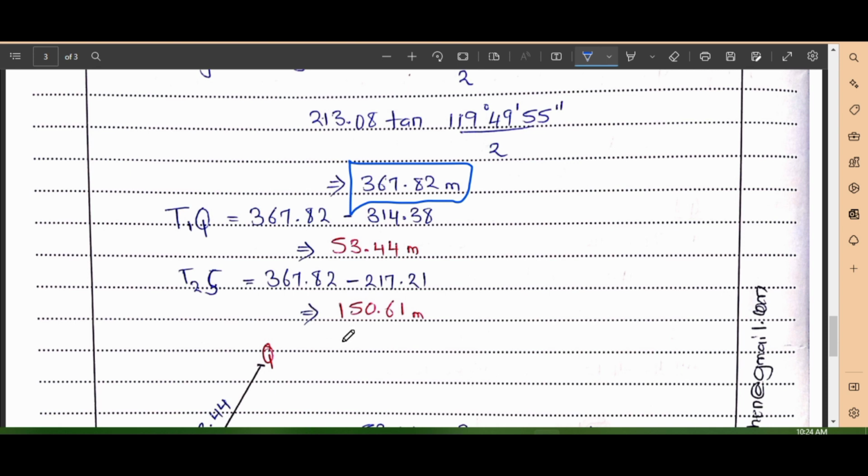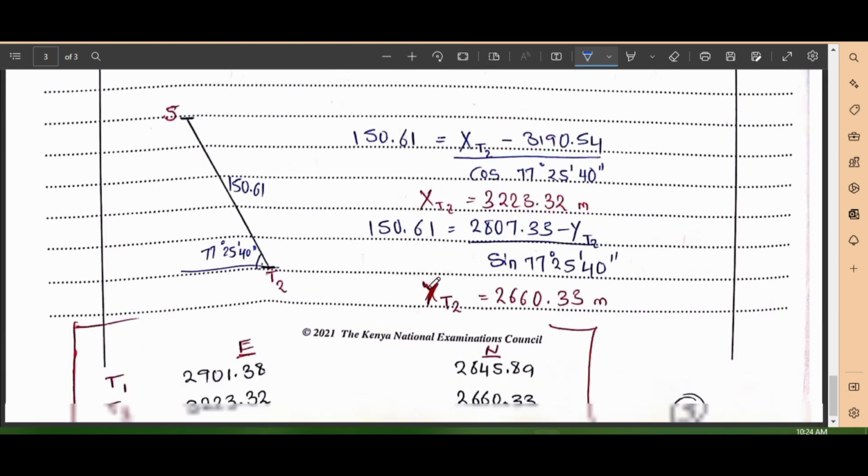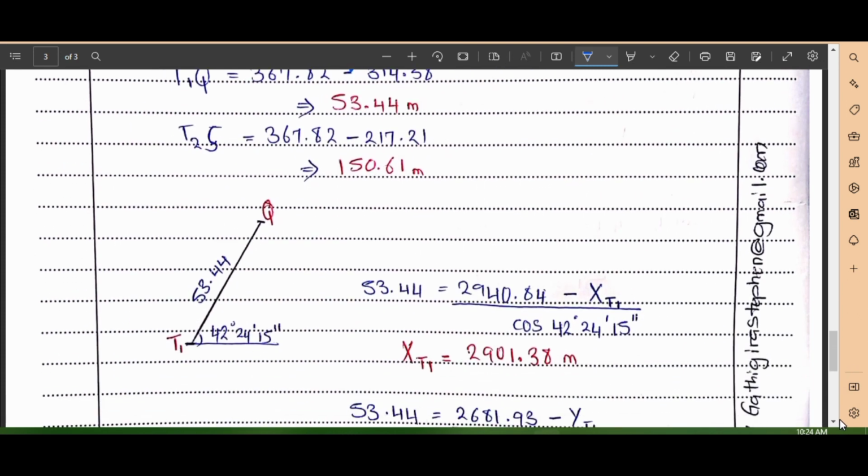So that distance will be 150.61. So that is my distance. This distance is a little bit higher, which is just as correct. So that distance is higher. So I go back to traversing.